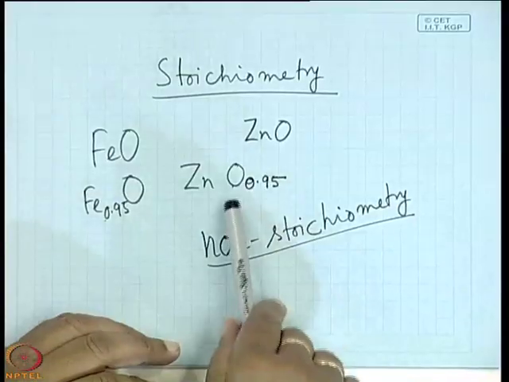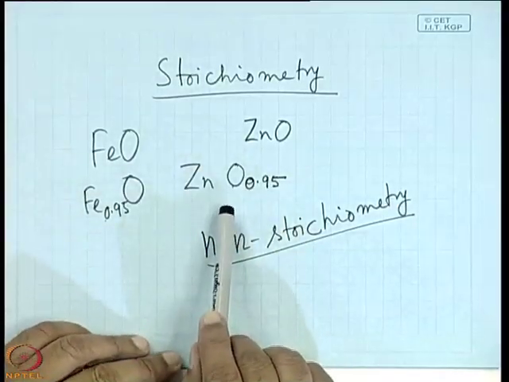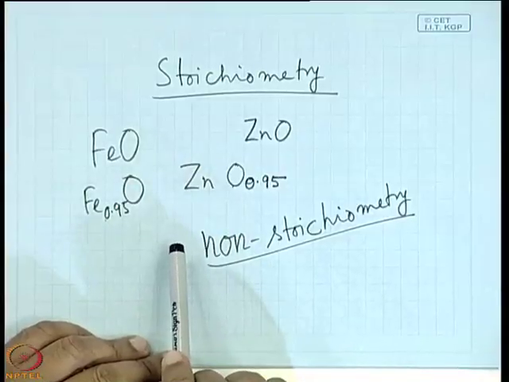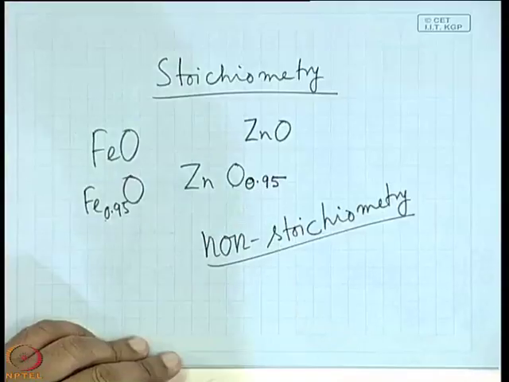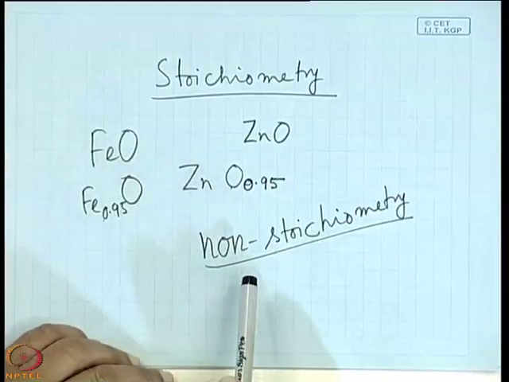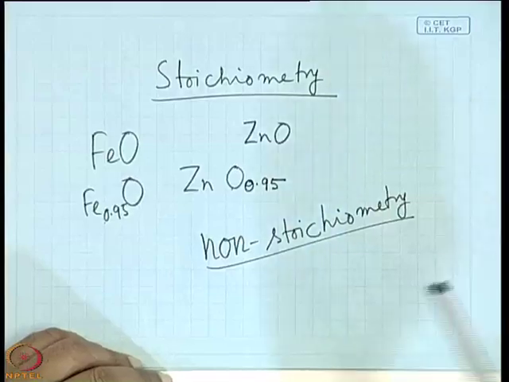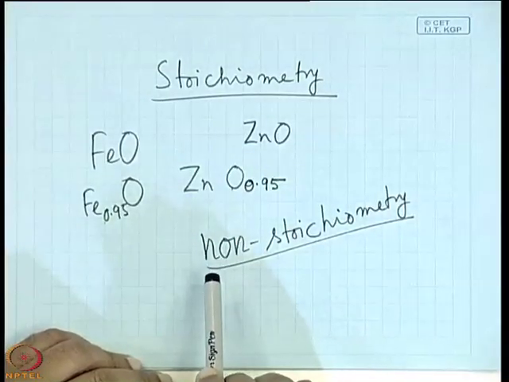So, what do we find in the case of zinc oxide? In zinc oxide there is a vacancy of oxygen, and because of this oxygen vacancy it acts as N type. So, if you try to dope it P type, what will happen?